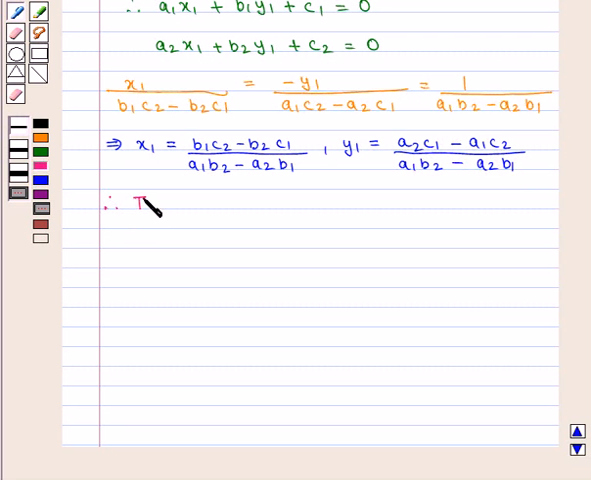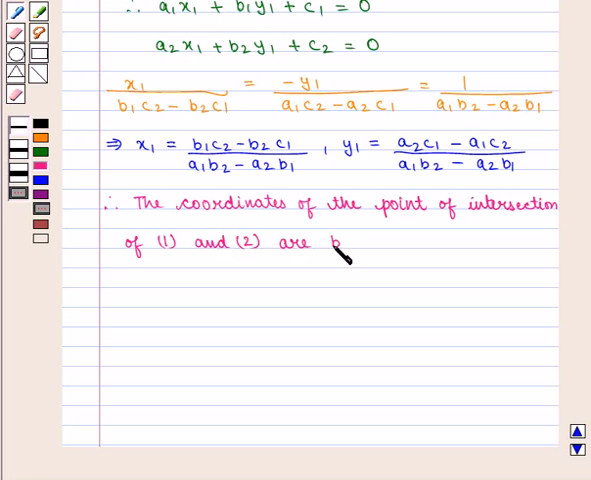Therefore, the coordinates of the point of intersection of equations 1 and 2 are b1 c2 minus b2 c1 upon a1 b2 minus a2 b1, a2 c1 minus a1 c2 upon a1 b2 minus a2 b1. This completes our session.